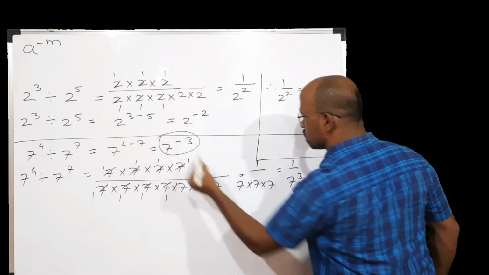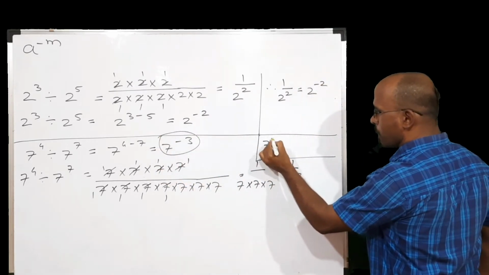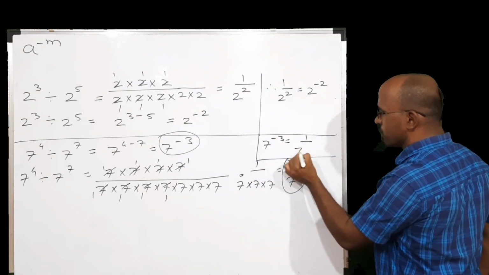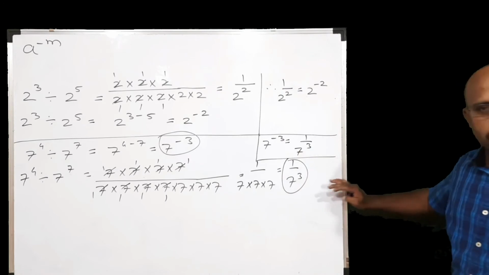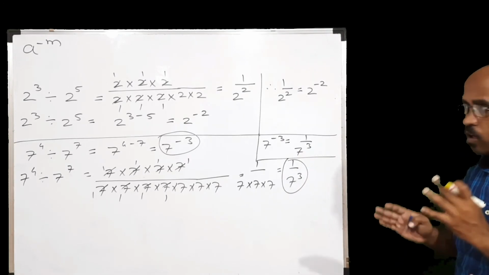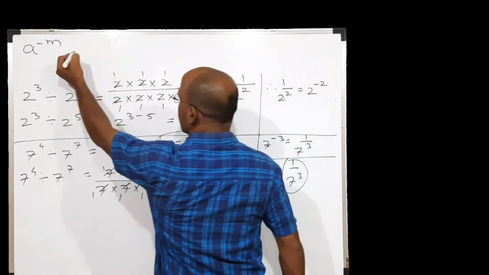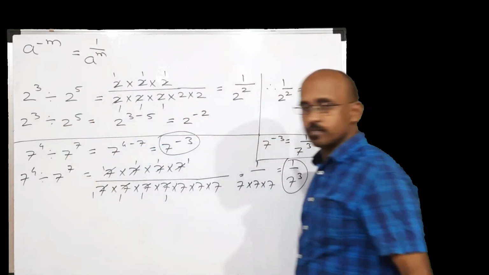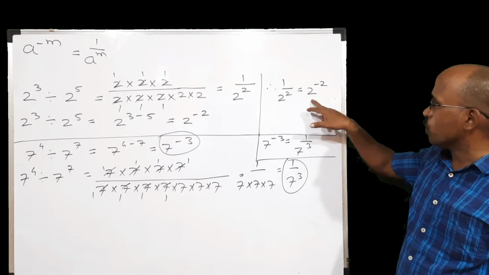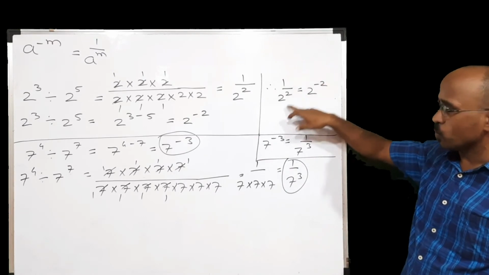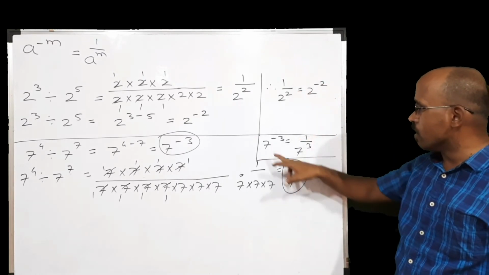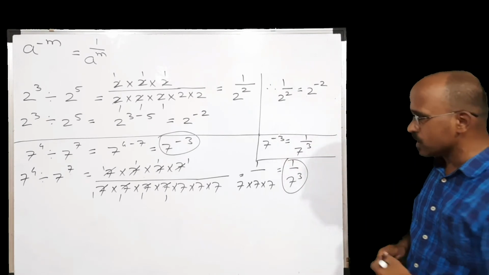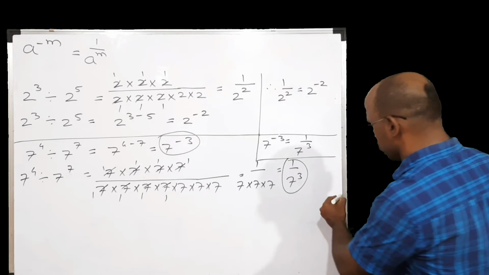Right? So can we say that 7 raised to minus 3 is equal to 1 upon 7 raised to 3? So have we inferred a rule that a raised to minus m is equal to 1 upon a raised to plus m? 2 raised to minus 2 is equal to 1 upon 2 raised to plus 2. 7 raised to minus 3 is equal to 1 upon 7 raised to plus 3. Let us see one more last example.